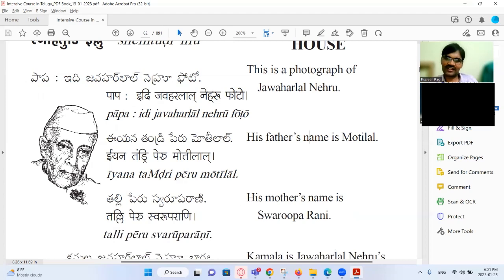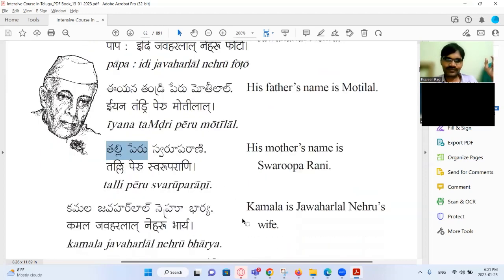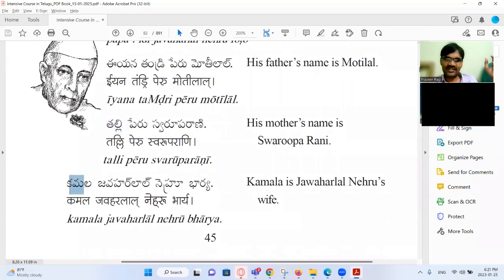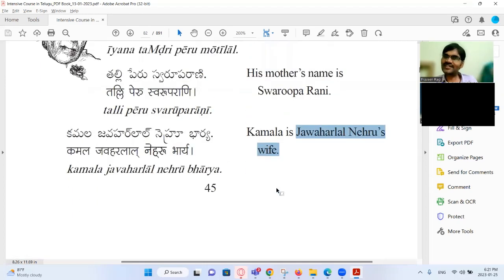Talli peru Swaruparani. His mother's name is Swaruparani. Here, mother's name means talli peru. No modification at all. Mother means talli. Mother's also talli. Name means peru. Next. Kamala Jawaharlal Nehru Bharya. Kamala is Jawaharlal Nehru's wife. So here also, no change. Jawaharlal Nehru Bharya. Wife means Bharya.